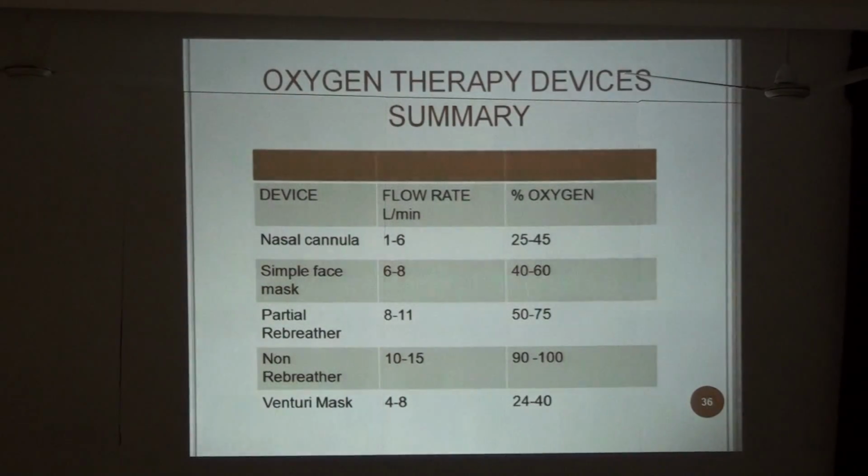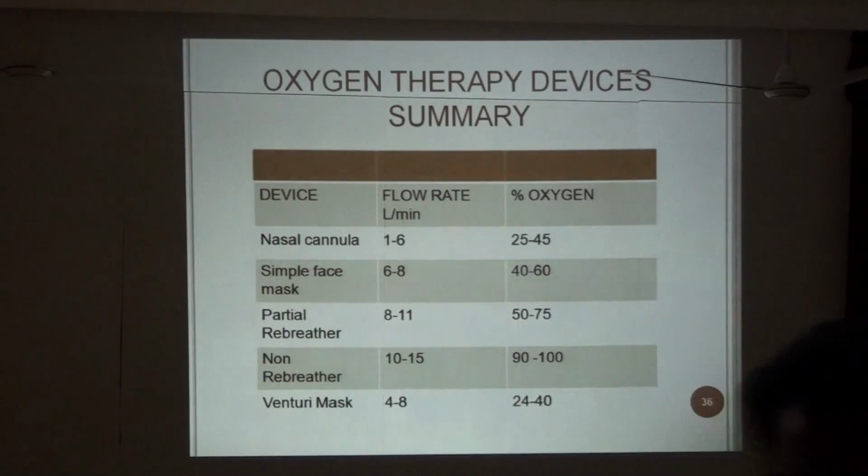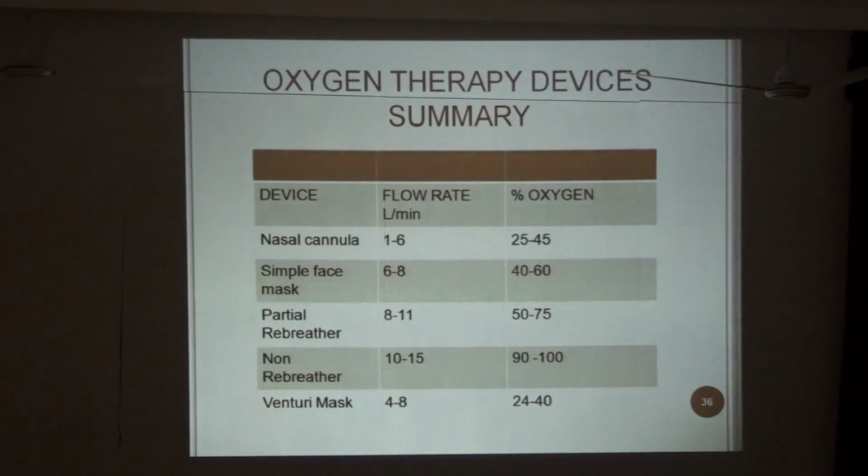So to summarize, these are the devices which I had talked about. You can see nasal cannula, simple face mask, partial rebreather, non-rebreather, and Venturi mask. These are the things available with us, and the different flow rates which are required for efficient working of each one of them, and the maximum FiO2 achievable. That will help you to understand the requirement of the patient and to apply the particular device which would be beneficial for that particular patient and for that particular disease also.